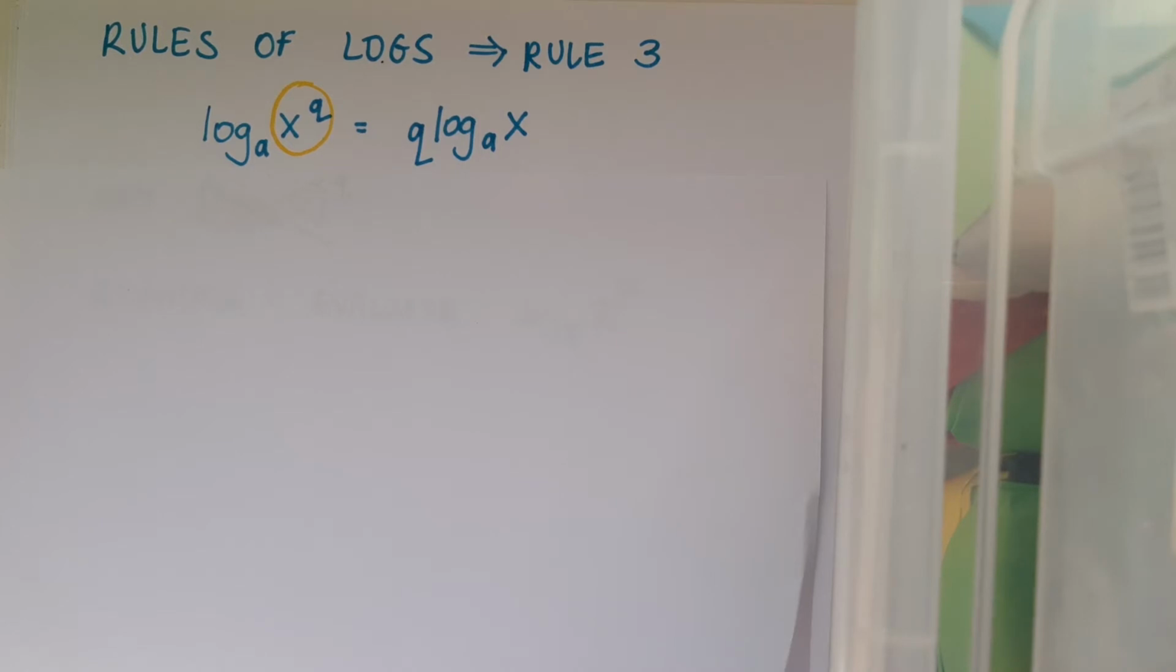The q should not be getting applied to the entire log term. So if we see something like this, log to the base a of x all to the power of q, then this rule is not applicable in that case.